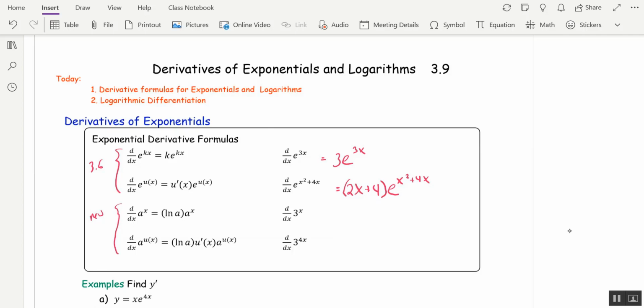Now the next one, instead of e to the x, I have the derivative of 3 to the x. So the derivative according to this formula is ln 3 times 3 to the x. Okay, and the next one, almost the same, except this is if you have an exponent that's a more complicated function of x. So, for example, 3 to the 4x, the derivative would be ln 3 times the derivative of the exponent, which is 4, times 3 to the 4x.